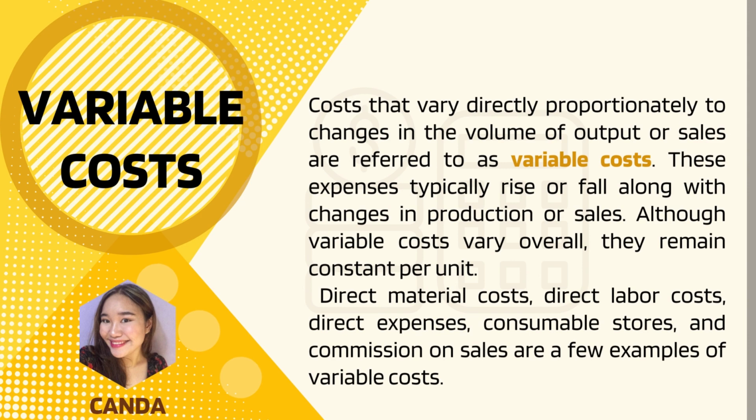Variable cost. A variable cost varies in total in direct proportion to changes in the level of activity. Common examples of variable costs include cost of goods sold for a merchandising company, direct materials, direct labor, variable elements of manufacturing overhead such as indirect materials, supplies and power, and variable elements of selling and administrative expenses such as commissions and shipping costs.